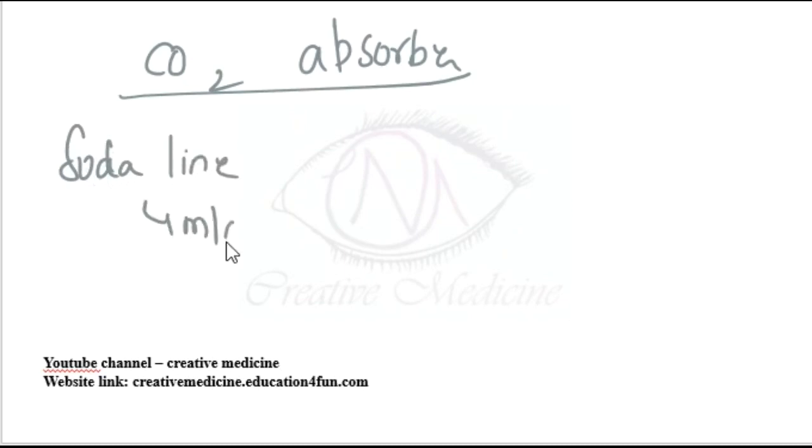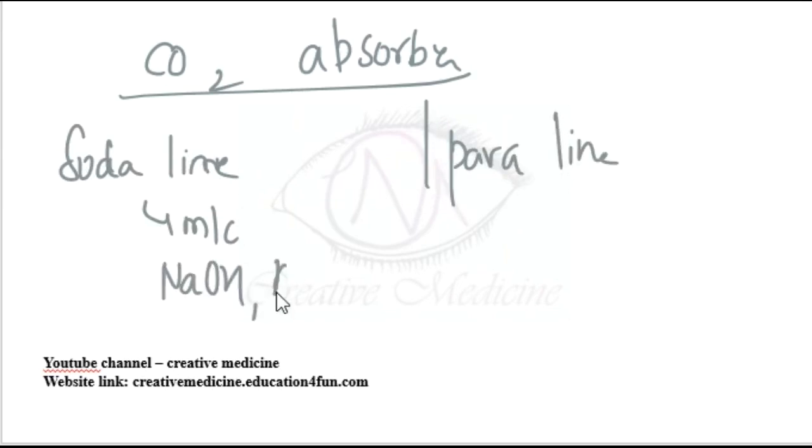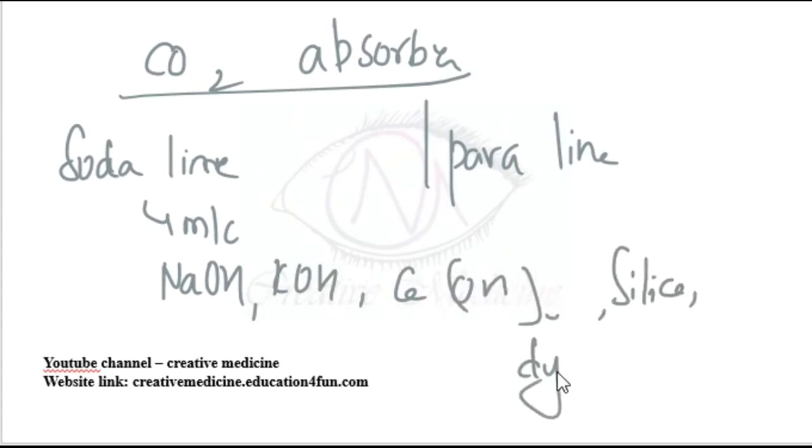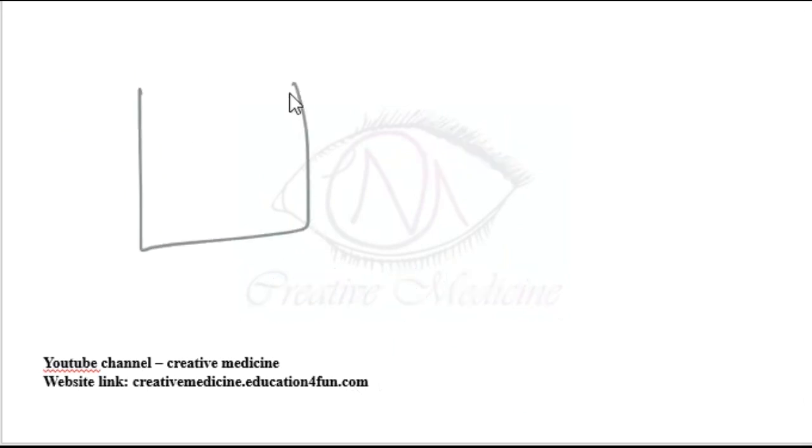So, what are the constituents of soda lime? It contains sodium hydroxide, potassium hydroxide, calcium hydroxide, water, silica, and dye. The soda lime containers have granules of carbon dioxide absorber instead of powder.